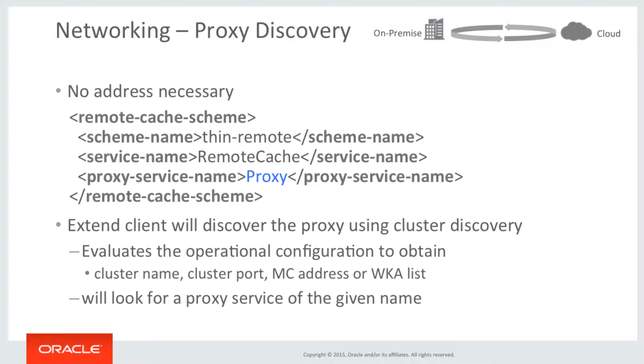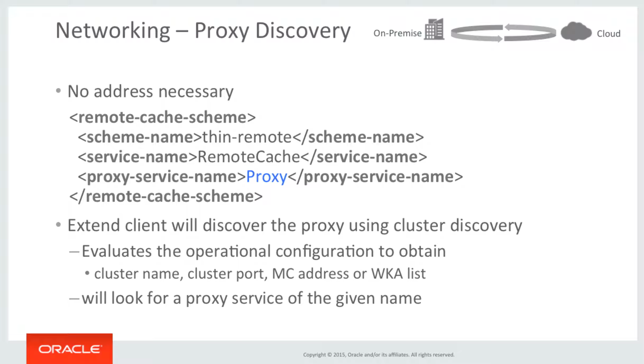Now, note I did say designated cluster. So now cluster name is actually a concept known to extend clients as well. While the clients aren't part of a cluster, they do have the concept of the cluster they wish to connect to. So if I want my client to connect to Mark's cluster, I'm going to need to tell it that. So that can either be stored in the operational config for the extend client, and then anytime we go to look up a proxy, we'll be looking up one in that cluster. Or you can override it within the remote cache scheme itself.